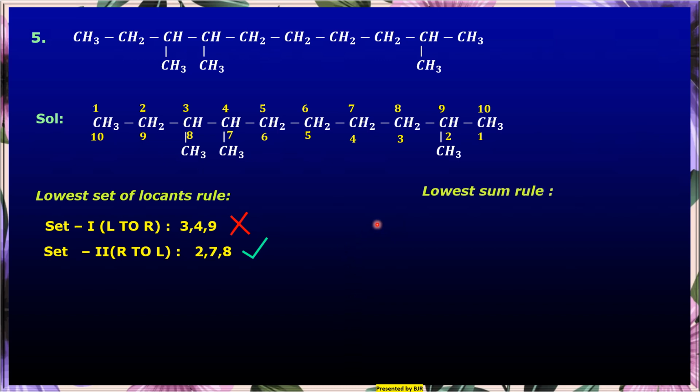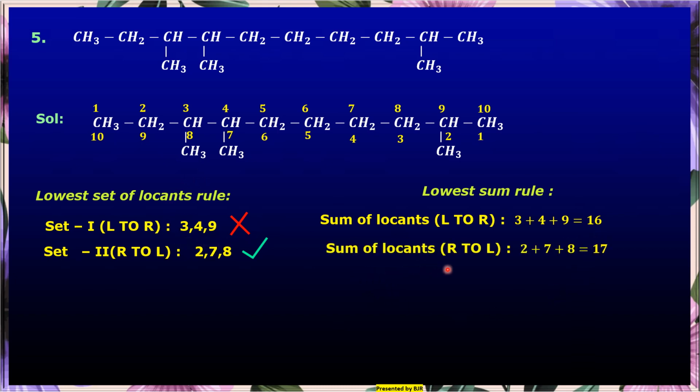Suppose you want to check which one is correct by using the lowest sum rule. The sum of locants from left to right is 3 plus 4 plus 9, which is 16, and the sum from right to left is 17. So according to the lowest sum rule, numbering from left to right is correct, since 16 is less than 17.